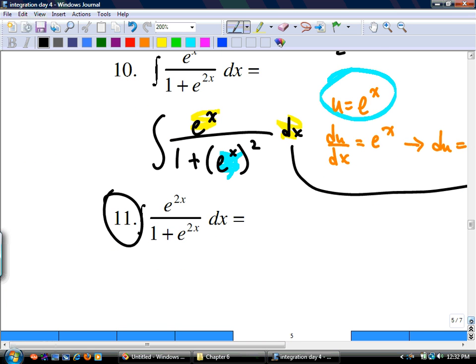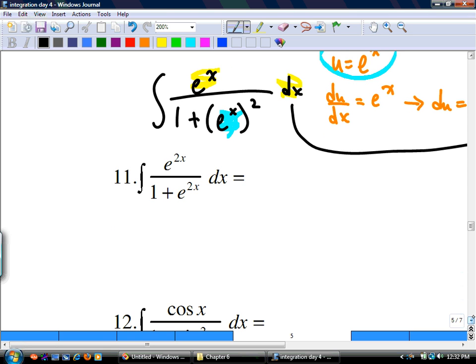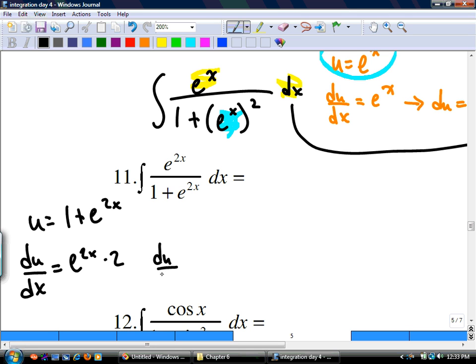Yeah, I guess that's a crappy reason, but what if you do this? Tell me the derivative of that. e to the 2x times 2. Okay, Mr. F, I see the e to the 2x. I don't see the 2, so you can write it as du over 2 equals e to the 2x dx. So what I'm saying is this comes out, and du over 2 comes in, and this comes out, and u comes in.